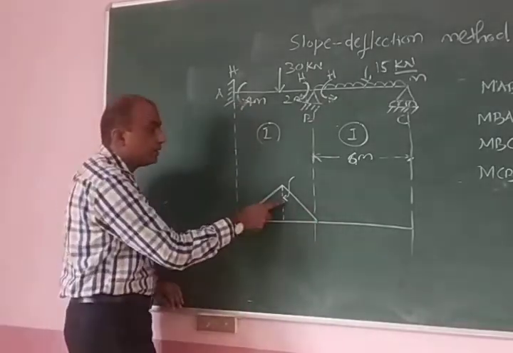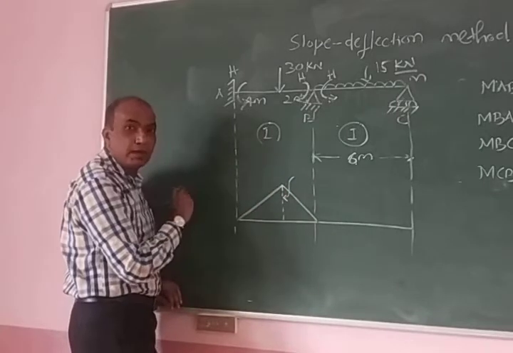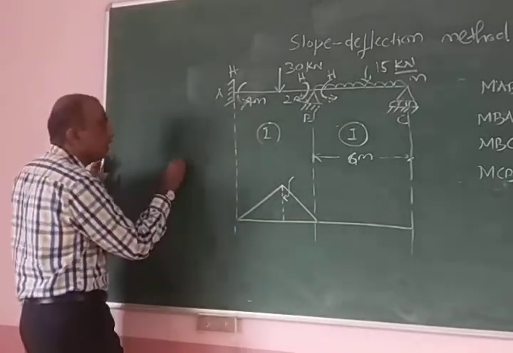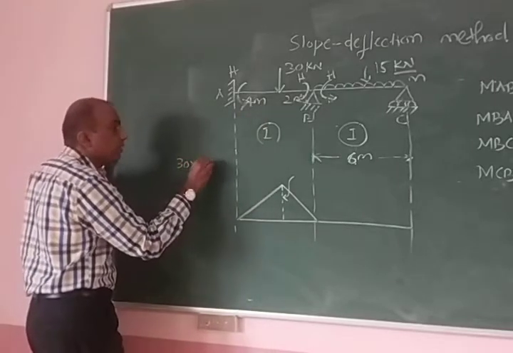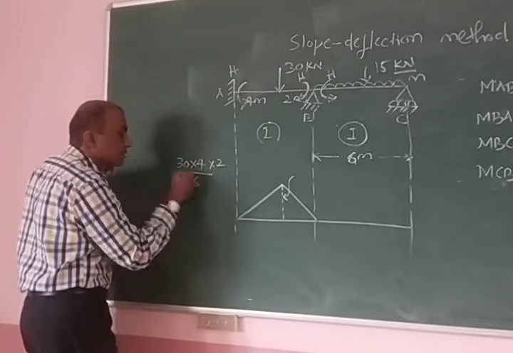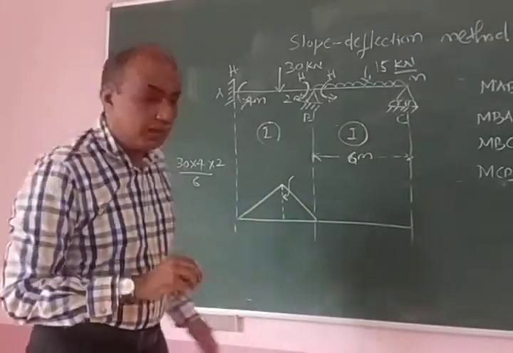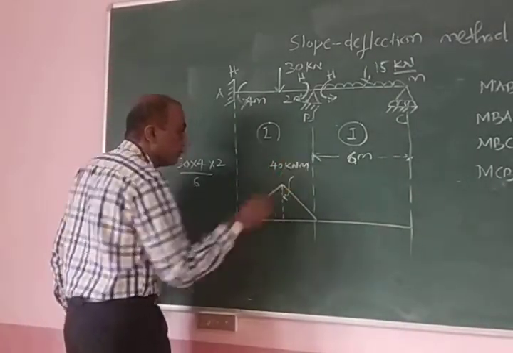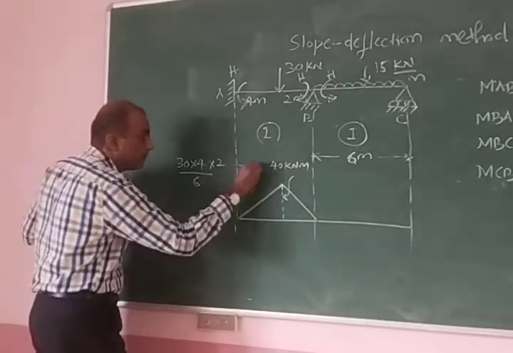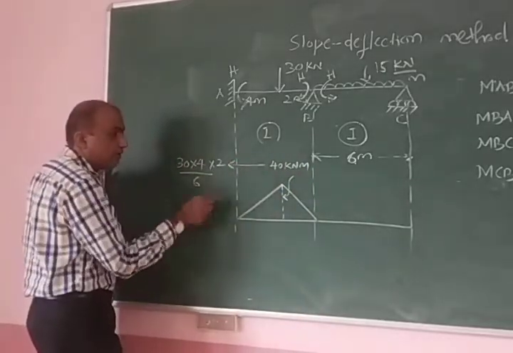What is this ordinate? This ordinate is W a b upon L. W is how much? 30. a is 4, b is 2, divided by 6. So if you do the calculation, it comes to 40 kilonewton meter. So this is 40 kilonewton meter. How is this calculated? W a b upon L.